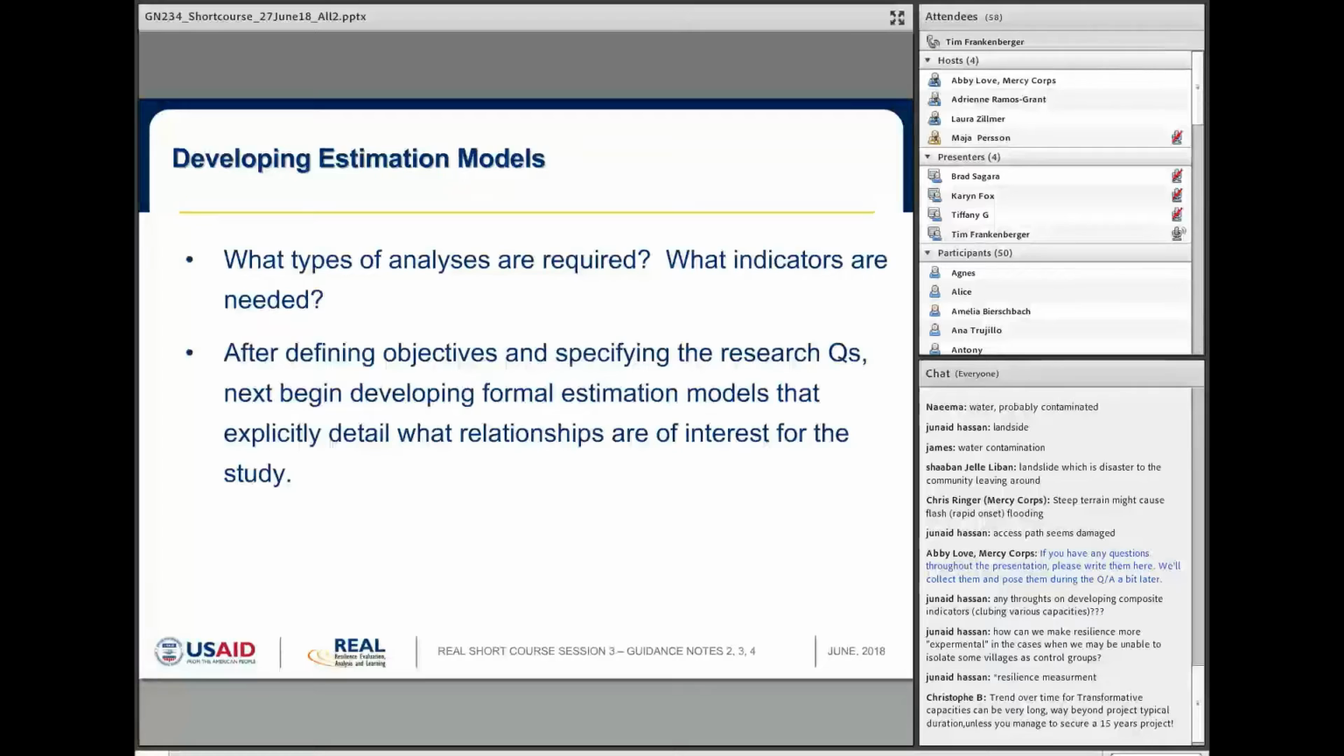To do these estimation models that are an important part of our measurement, we need to know what kinds of analysis are required and the indicators that are needed. If we are clear on the definition of our objectives and the research questions, we can start to develop formal estimation models that explicitly detail which relationships we're interested in and are going to be analyzing.